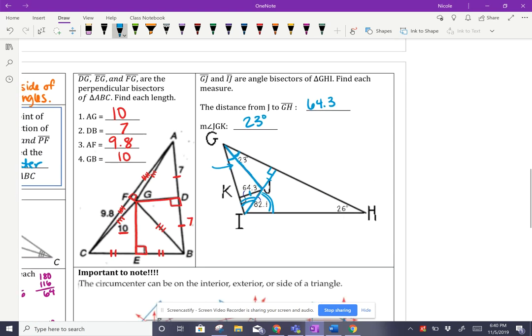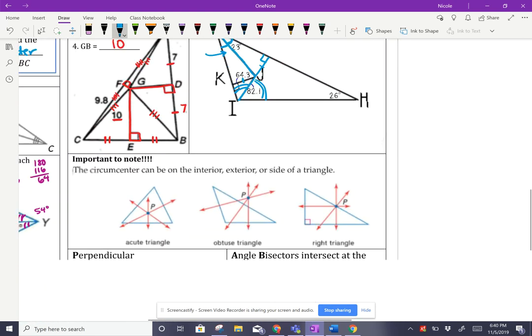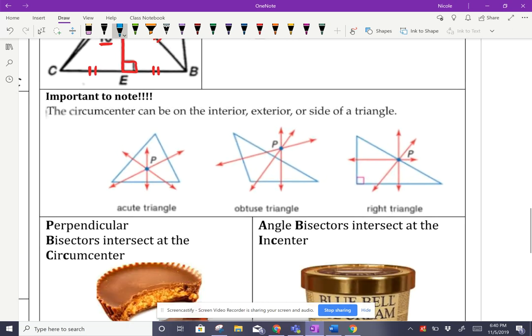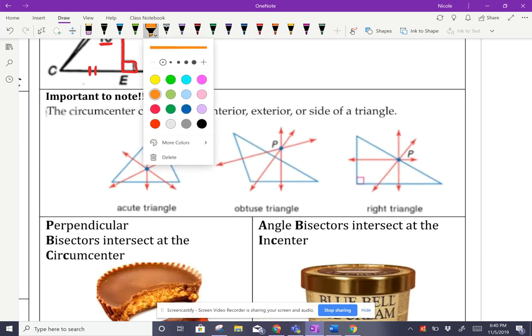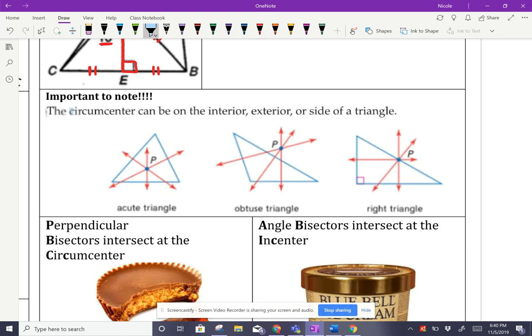Now, some little tips and tricks. This is really important. This is about the circumcenter. The circumcenter is about the meeting points of the perpendicular bisectors. So the ones that use the midpoint and are perpendicular. When they meet, they are not always going to be inside of a triangle. They could be on the inside, they could be on the outside, or they can be right on the edge of a triangle. So these are your 3 instances.